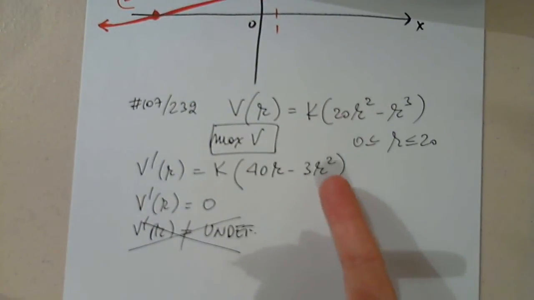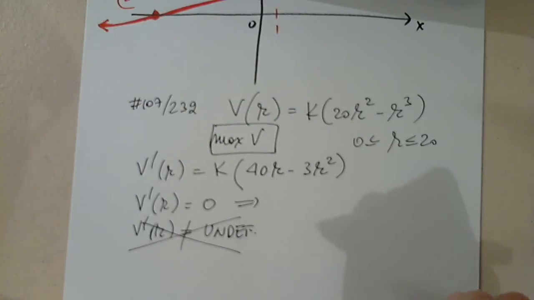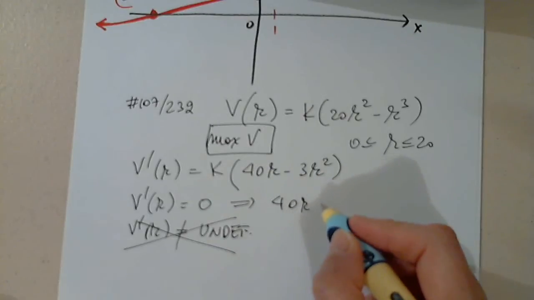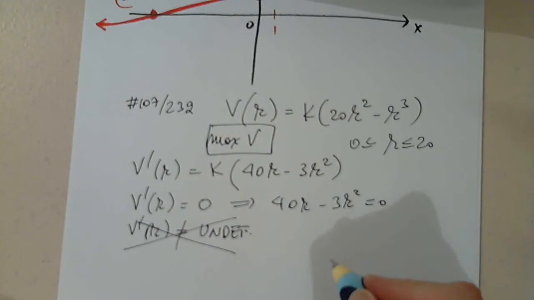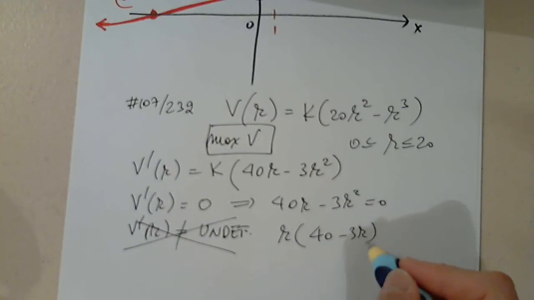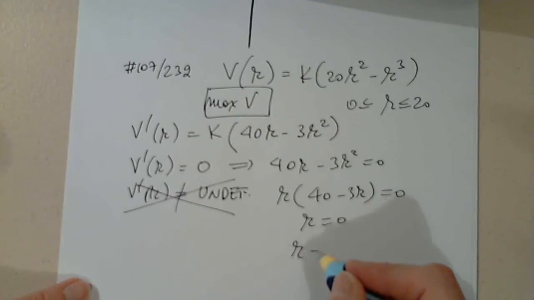Let's see what we have. This is a second degree polynomial. I expect two solutions. K cannot be 0. So 40r minus 3r squared is 0. Factor out r: 40 minus 3r equals 0. So r can be 0, or r can be 40 divided by 3.